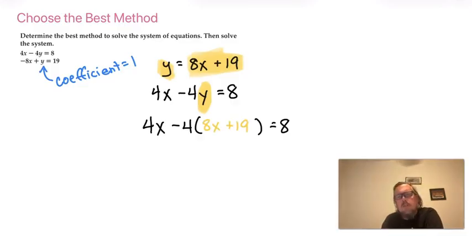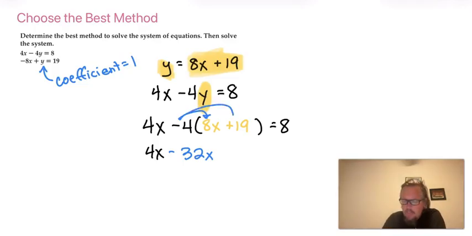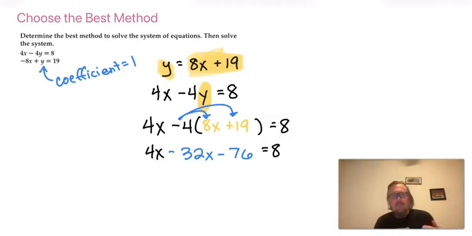Okay, so first thing we need to do is distributive property. So 4x, and then we'll go ahead and distribute this negative 4. So negative 4 times 8x is minus 32x. And then we may want to use a calculator here for this. Doing negative 4 times 19 is going to give us negative 76. And then it equals 8. And so now all we really need to do is combine our like terms, and then we'll have to do a little bit of division there at the end.